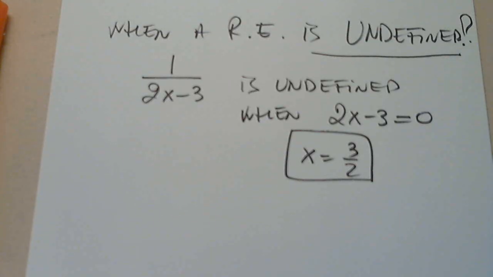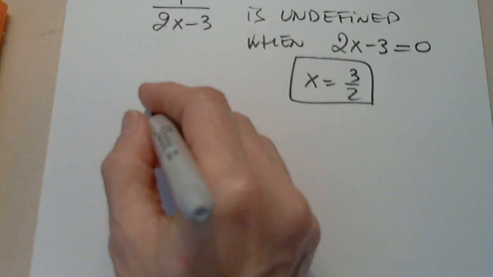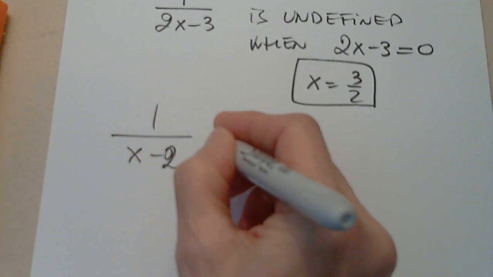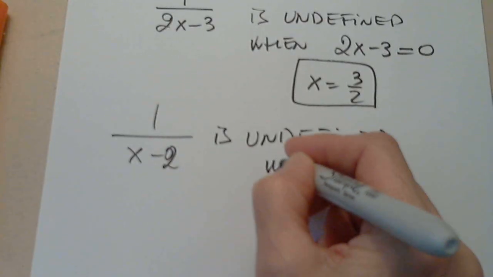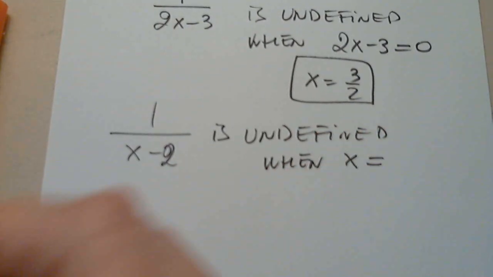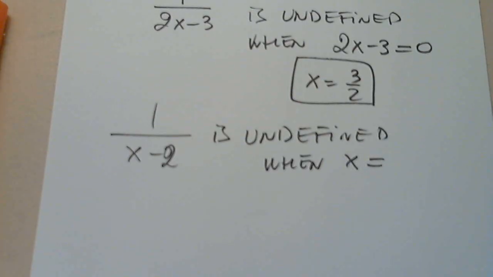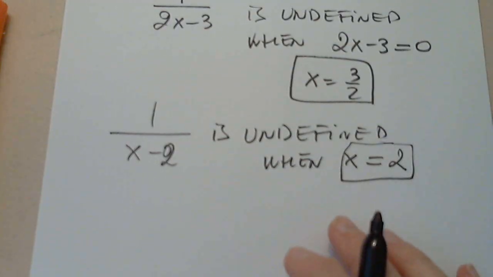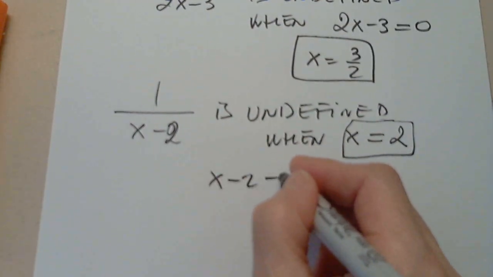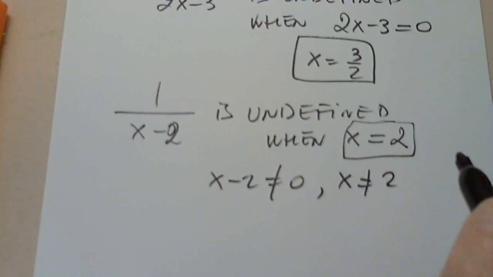Is this okay? Can anyone give us when this expression is undefined? When x equals 2. So basically I should write x minus 2 does not equal 0, so x cannot equal 2.